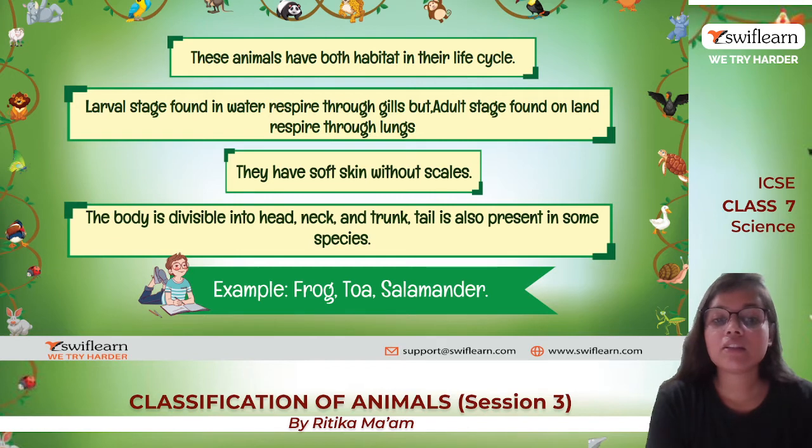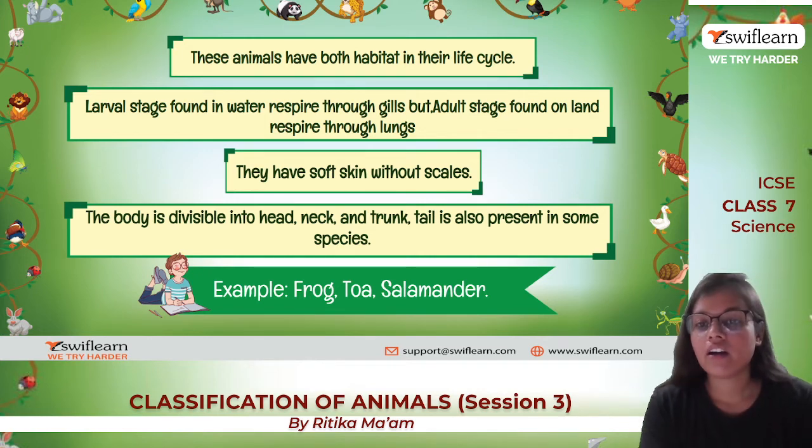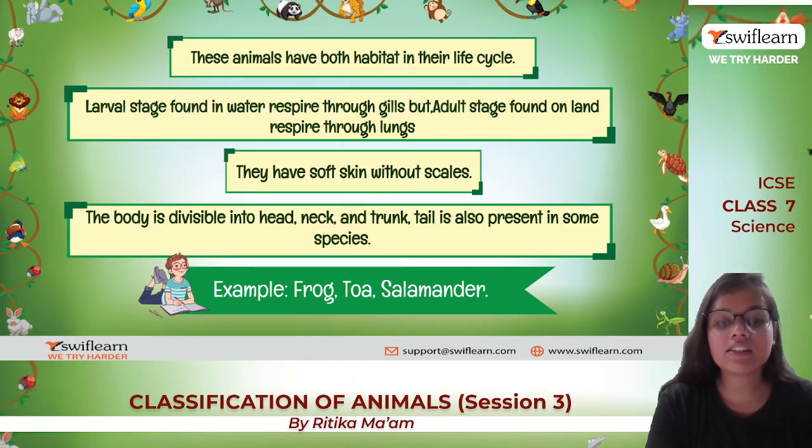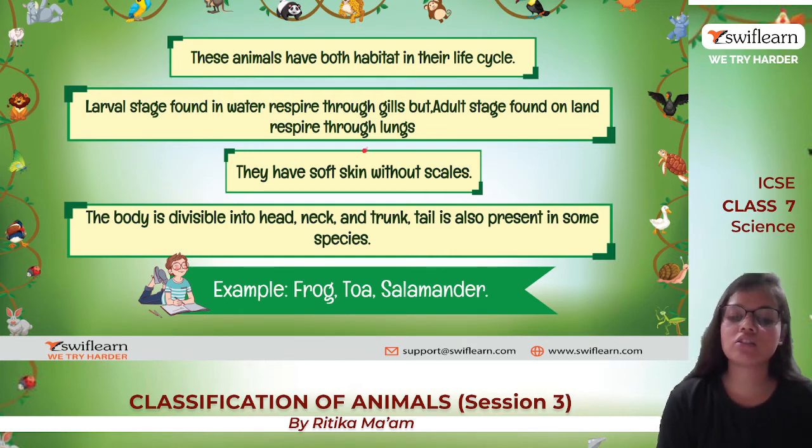Now these are some of the animals which have both habitats in their life cycle. At some point of the life cycle they live on land, and the other part they live in water. So the larval stage is found in water, in which they respire through gills, but in the adult stage they are found on land and they respire through lungs. They have very soft skin, they do not have scales, and their body is again divisible into head, neck and trunk. The tail is also present in some of the species.